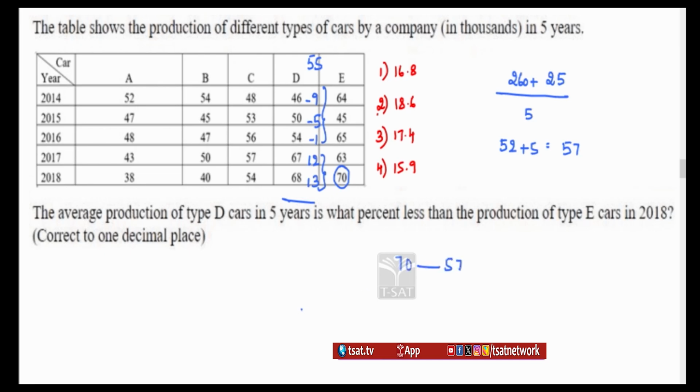Less means percentage decrease. So if you wish to find the percentage decrease, it's 13 less upon 70 into 100. Percentage less means percentage decrease. So 130 divided by 7. We can say 7 ones are 7, then 7 8s are 56, remaining is 4. Therefore, 4 by 7, which is approximately 0.6. The number which is very close to 18 is 18.6. So the answer here is 18.6.